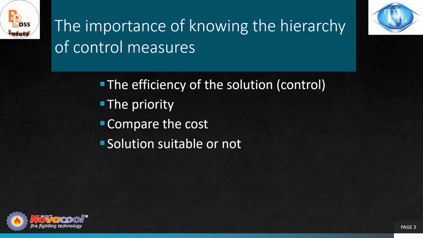Okay, why is it important to study the hierarchy of the hazard control measures? There are 4 points for that. The efficiency of our solution or the control selected, the priority of it, which one should be first, the cost comparison between different solutions, and whether it's suitable for this situation or not.